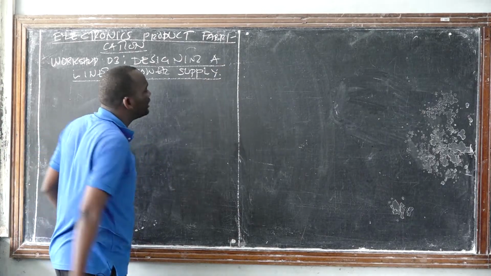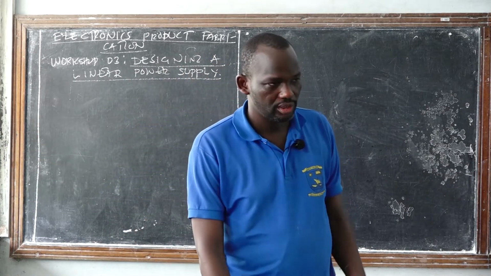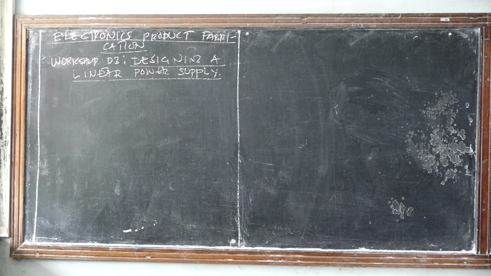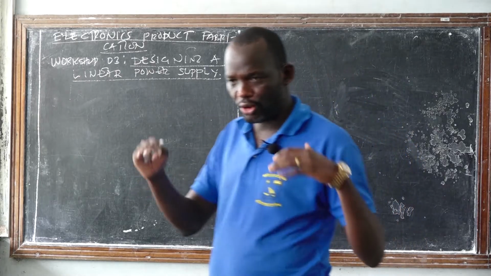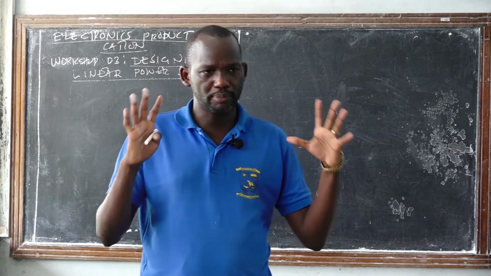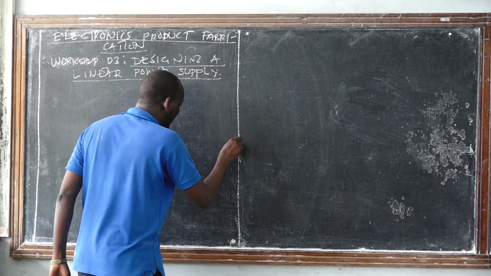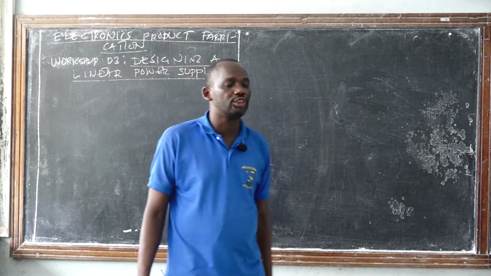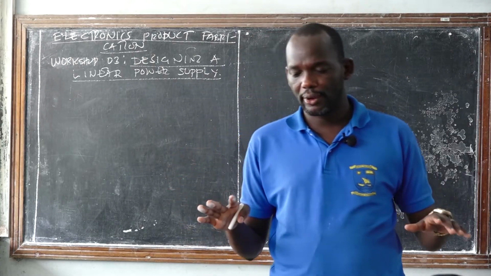So why do we need to design a linear power supply? The main objective is to use this linear power supply to provide power in different subsystems of a particular electronics system. Most electronic systems or devices work by using a particular amount of power, so this will be supplying power to the different parts.